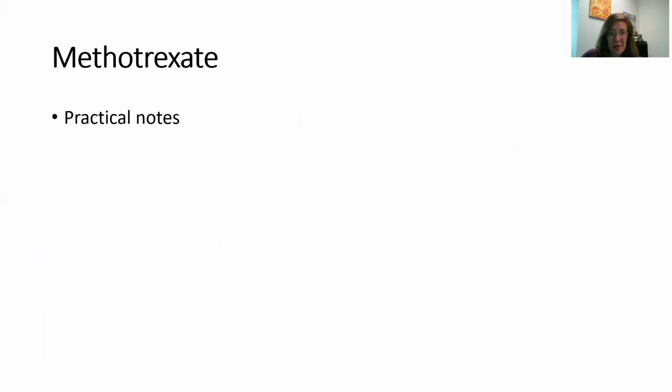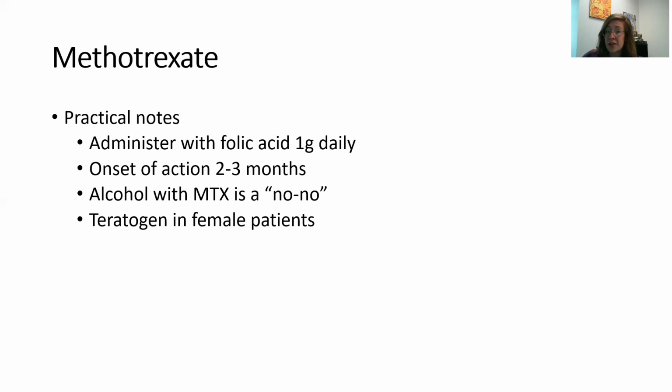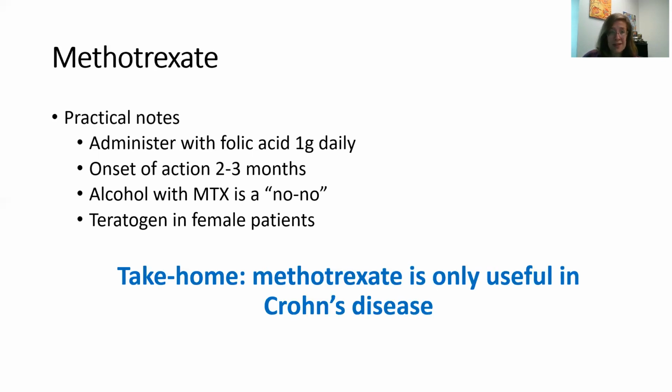A few practical notes about methotrexate. It inhibits folate metabolism, and so folic acid should be administered 1 gram daily. It does take time to work, about 2 to 3 months, which is why it's more of a maintenance therapy typically. It can interact in a negative way with alcohol, and so combining these two is a no-no. And then finally, it's a potent teratogen for female patients. So if you're starting this in a female patient of childbearing age, you really need to talk about contraception. Take home for methotrexate, it is only useful in Crohn's disease, not a treatment for ulcerative colitis.